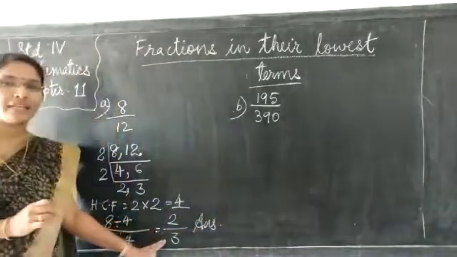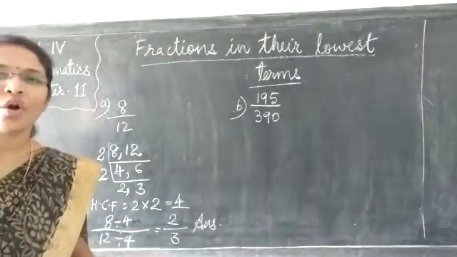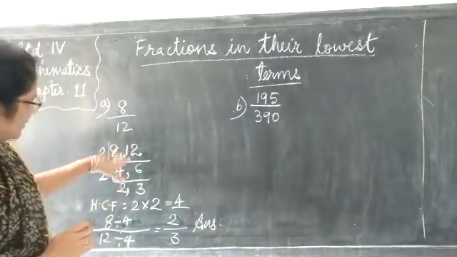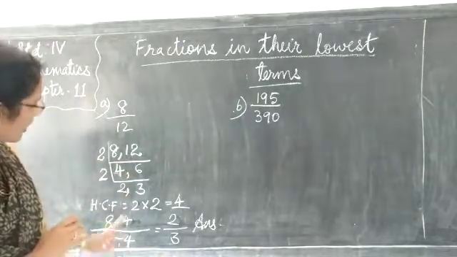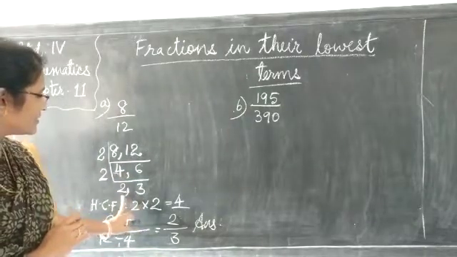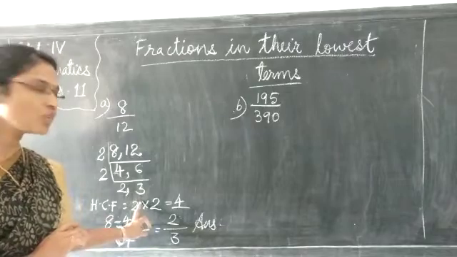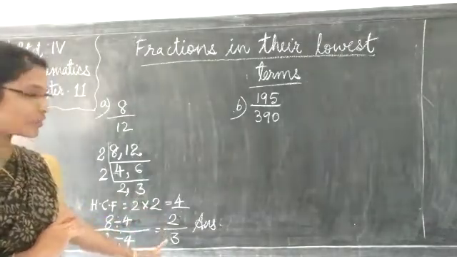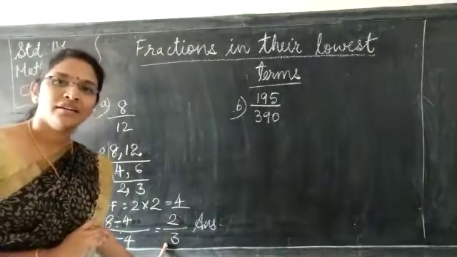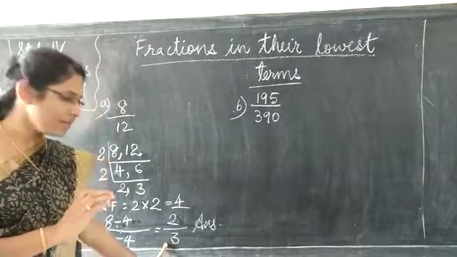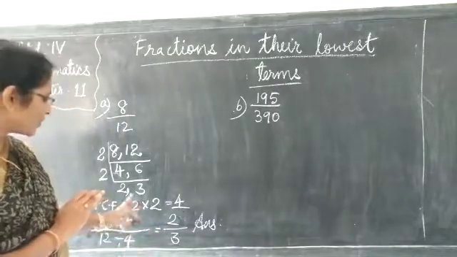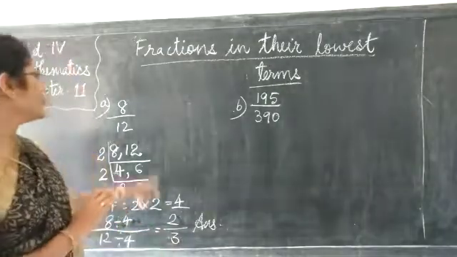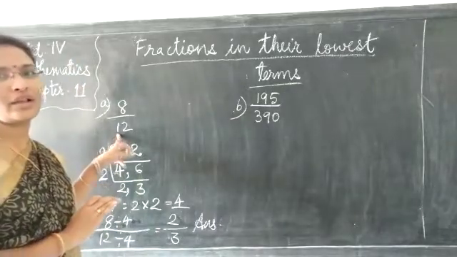Now 2 and 3, they do not have any common factors. And one more thing we can see. Here in the HCF process, what numbers did we get as the remainder? Last, what numbers are remaining? 2 and 3. Those numbers have come here as the simplest form or the lowest form. Okay, 2 by 3 is the lowest term of 8 by 12.